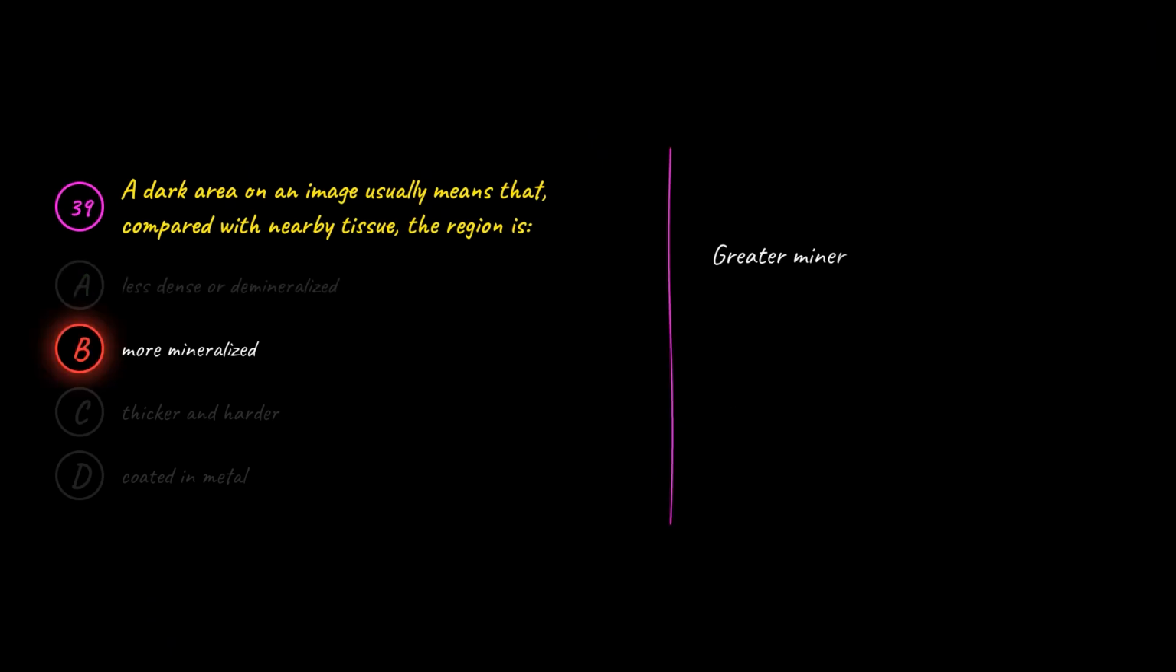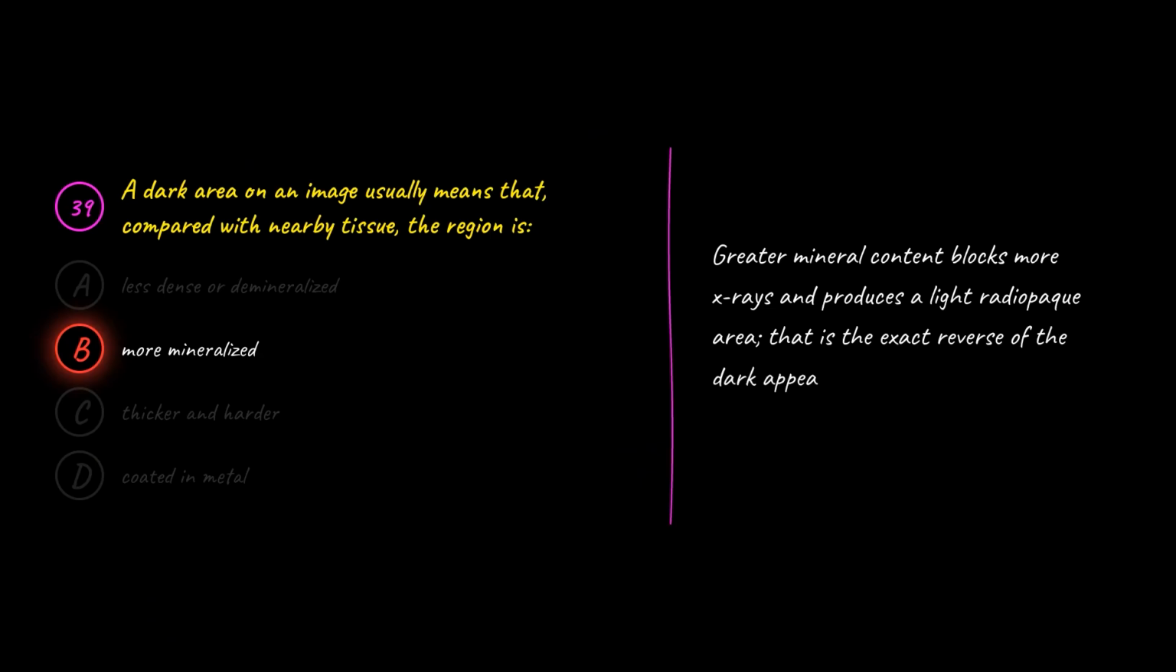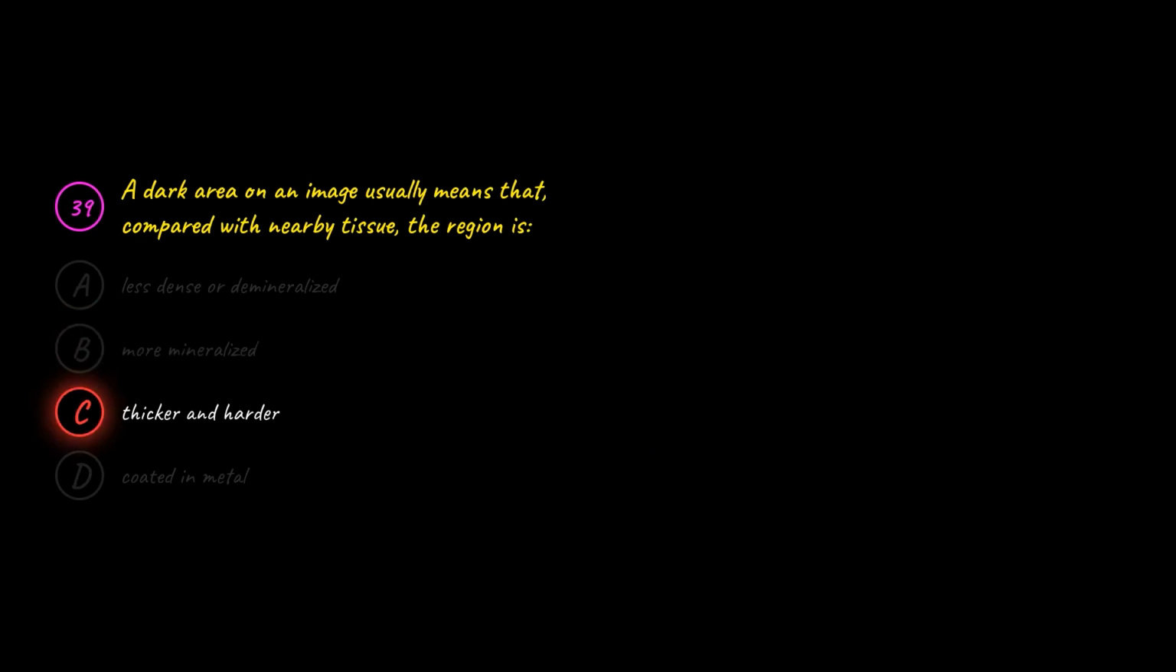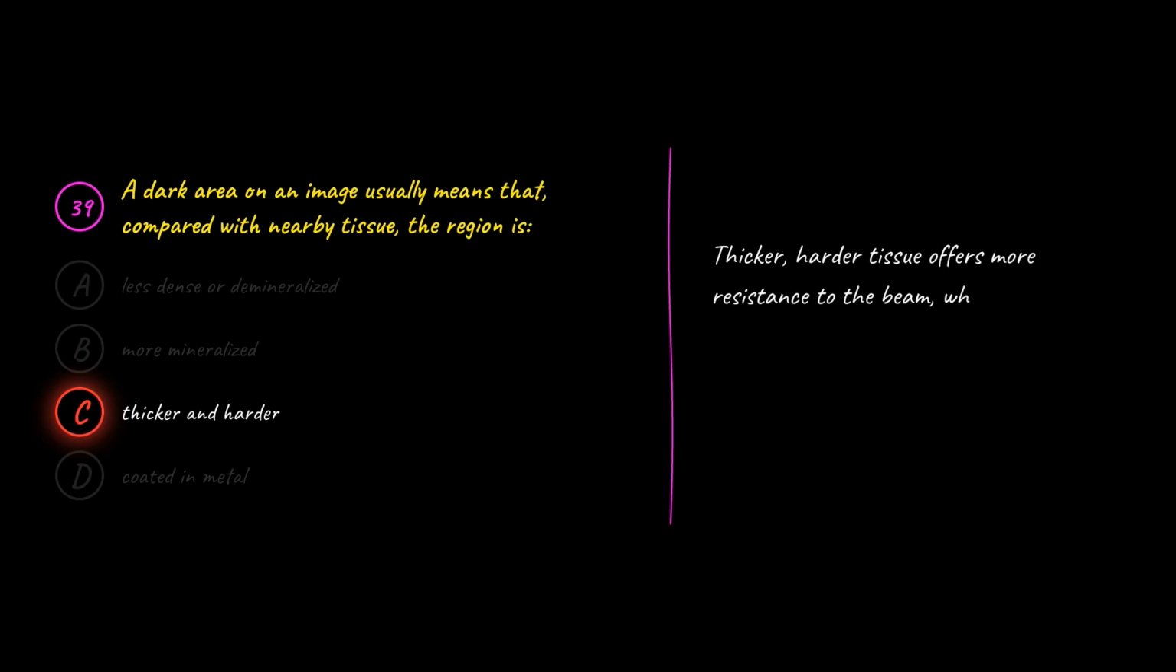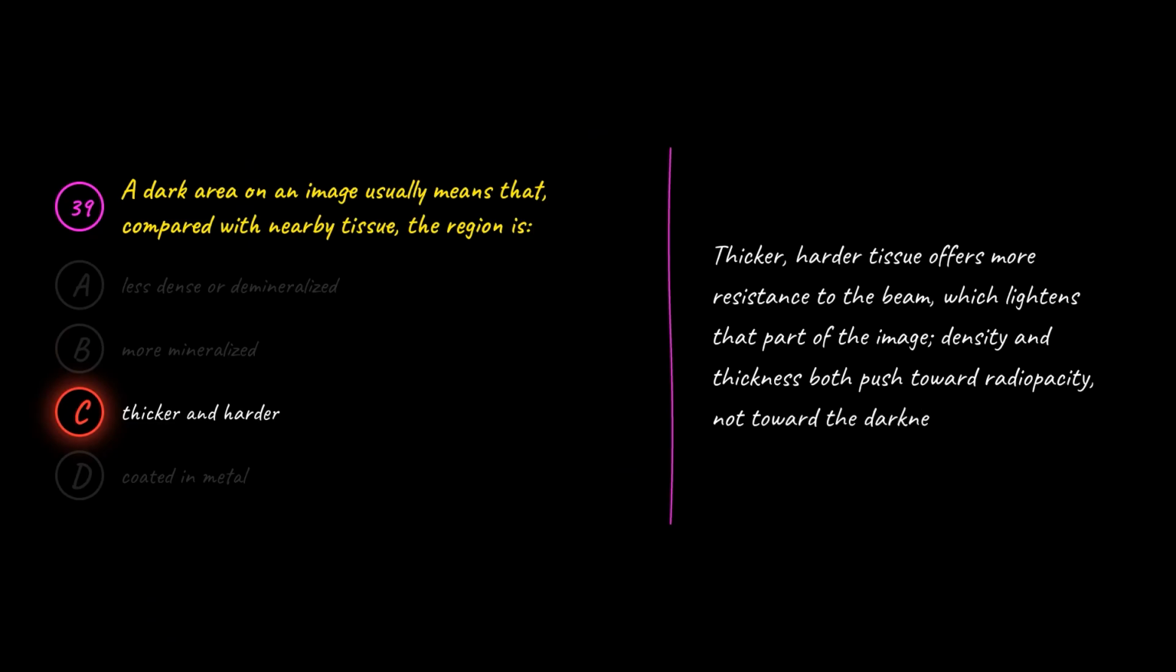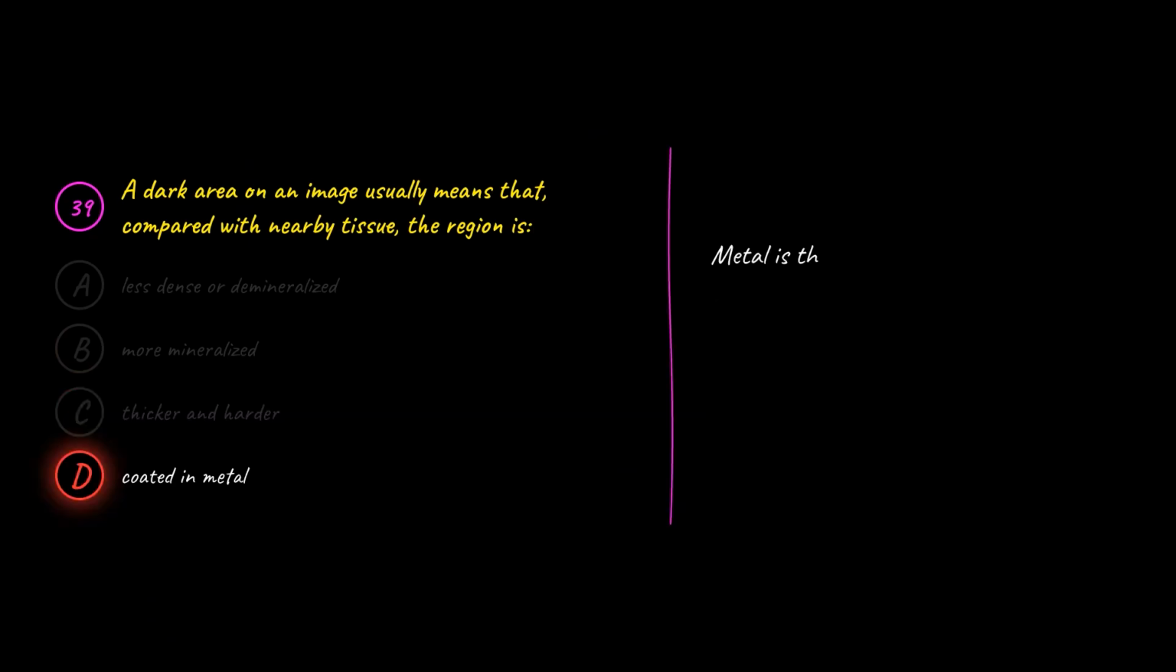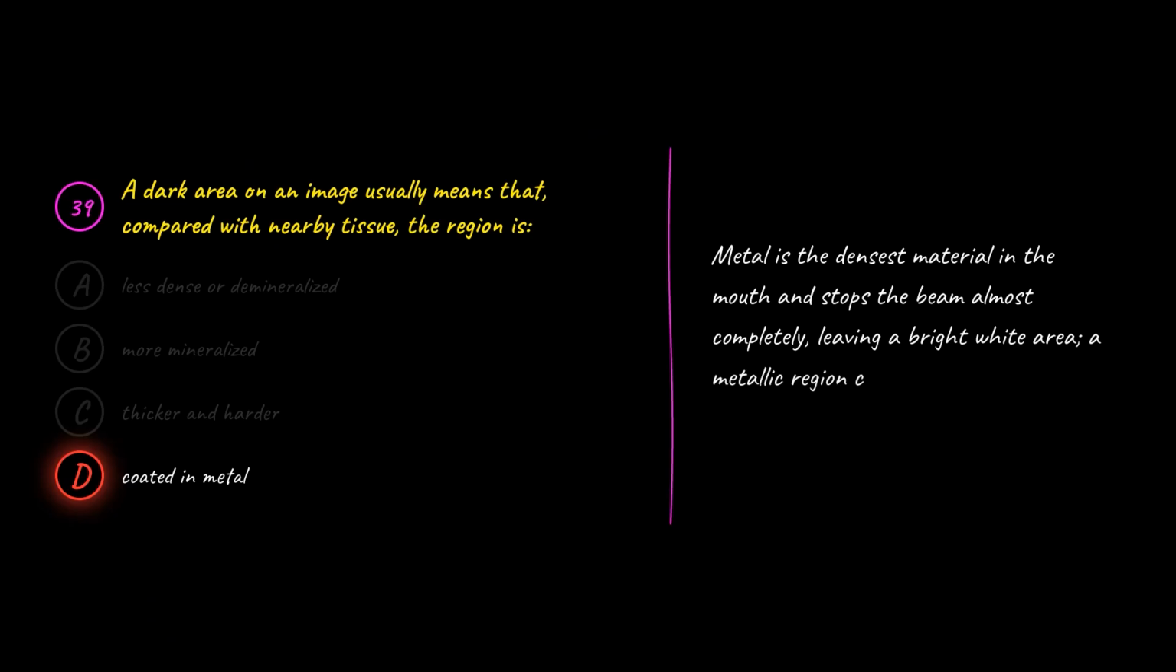B is wrong because greater mineral content blocks more X-rays and produces a light radiopaque area. That is the exact reverse of the dark appearance the question is asking about. C is wrong because thicker, harder tissue offers more resistance to the beam, which lightens that part of the image. Density and thickness both push toward radiopacity, not toward the darkness described. D is wrong because metal is the densest material in the mouth and stops the beam almost completely, leaving a bright white area. A metallic region could never explain a darker radiolucent zone.